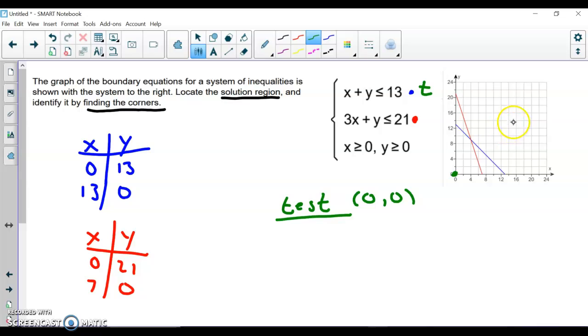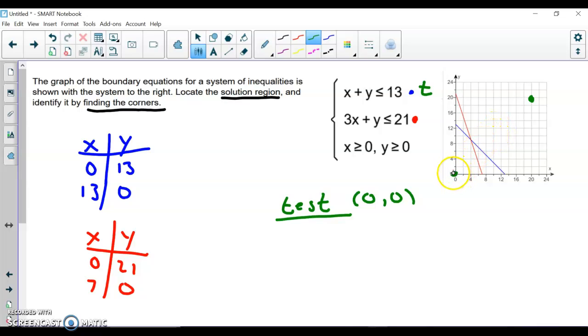Notice if you had plugged something over here, like let's just say for argument's sake, I picked 20, 20. Right, here's 20, 20. If you plug 20, 20 in, you're going to get 20 plus 20 is 40, is less than or equal to 13. Well, 40 is not less than or equal to 13. So points on this side of that blue line are not true. Right? So whether it's true or not true, it still tells us what we need to know.